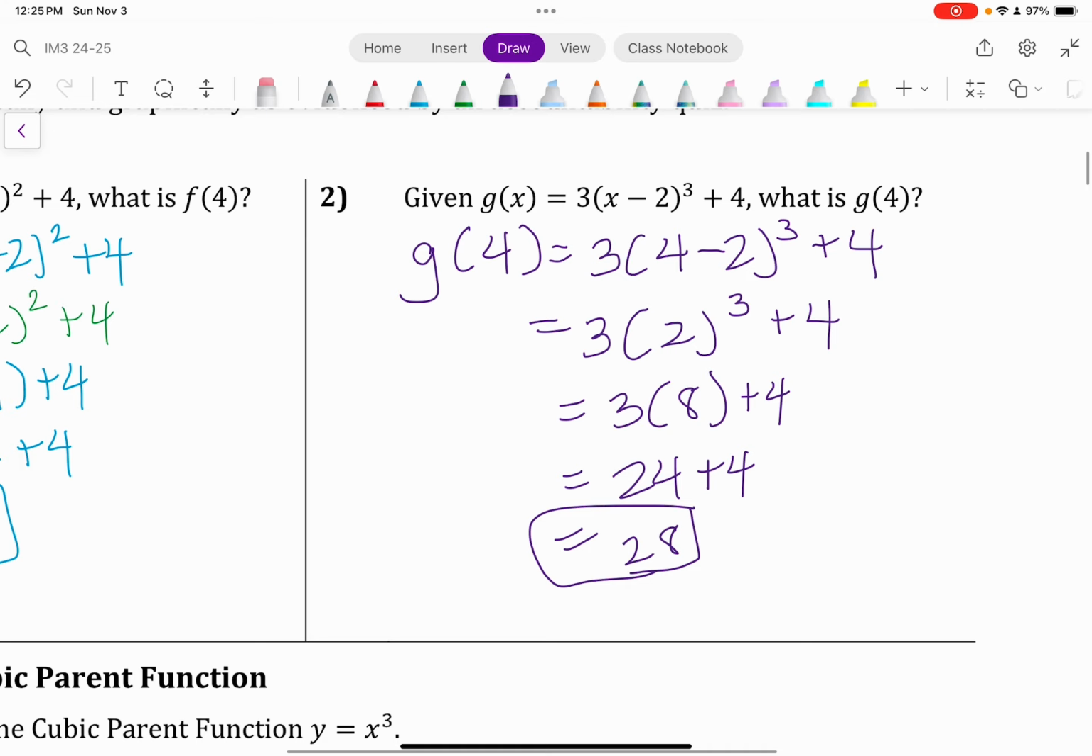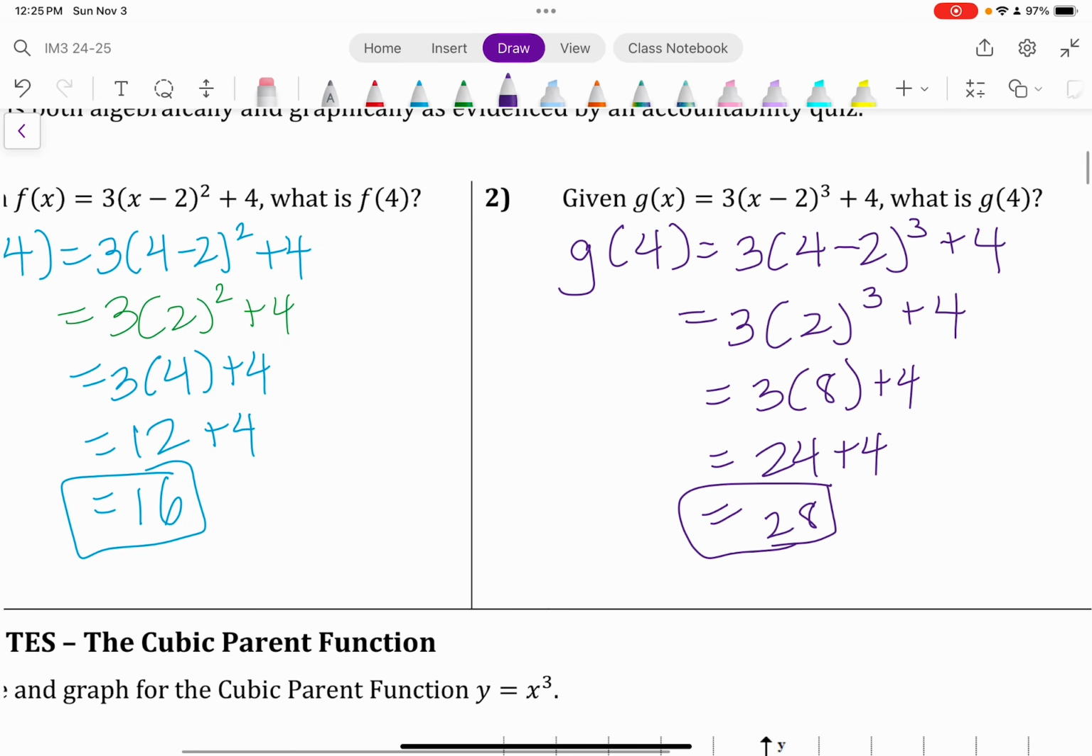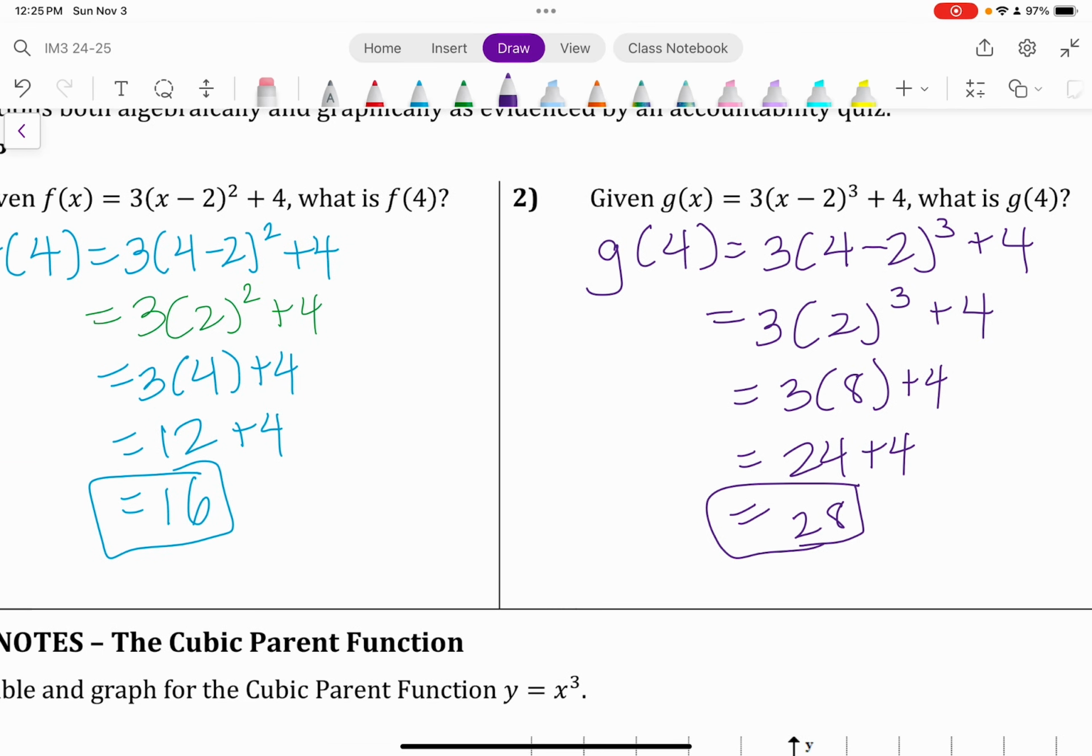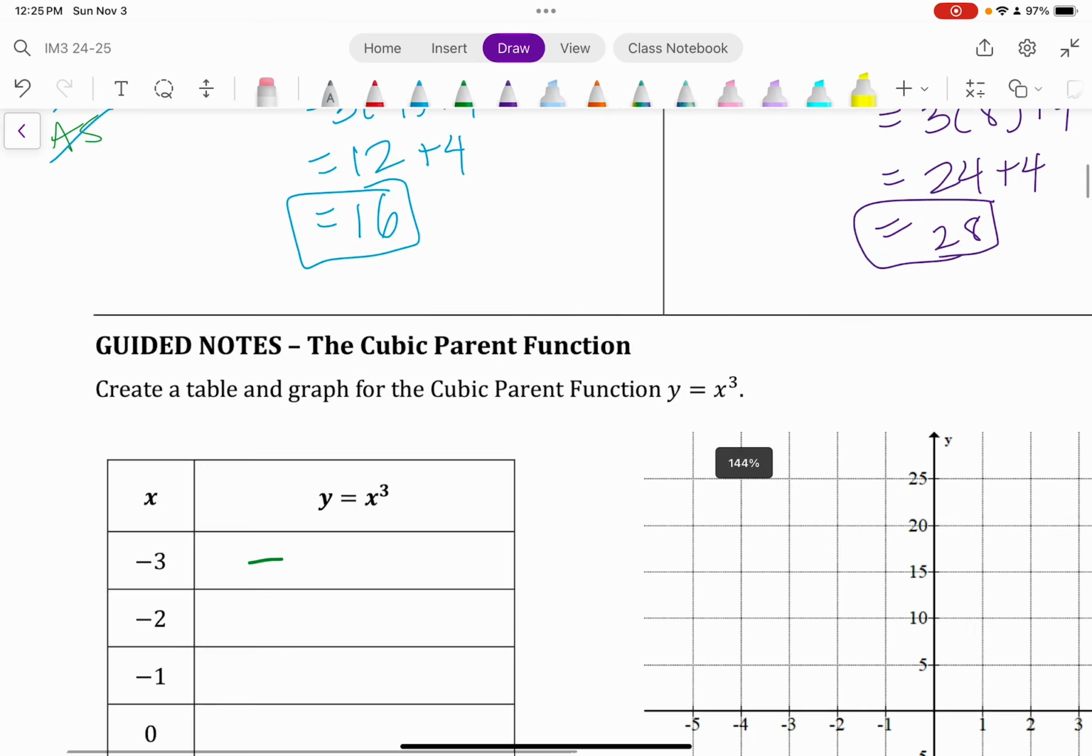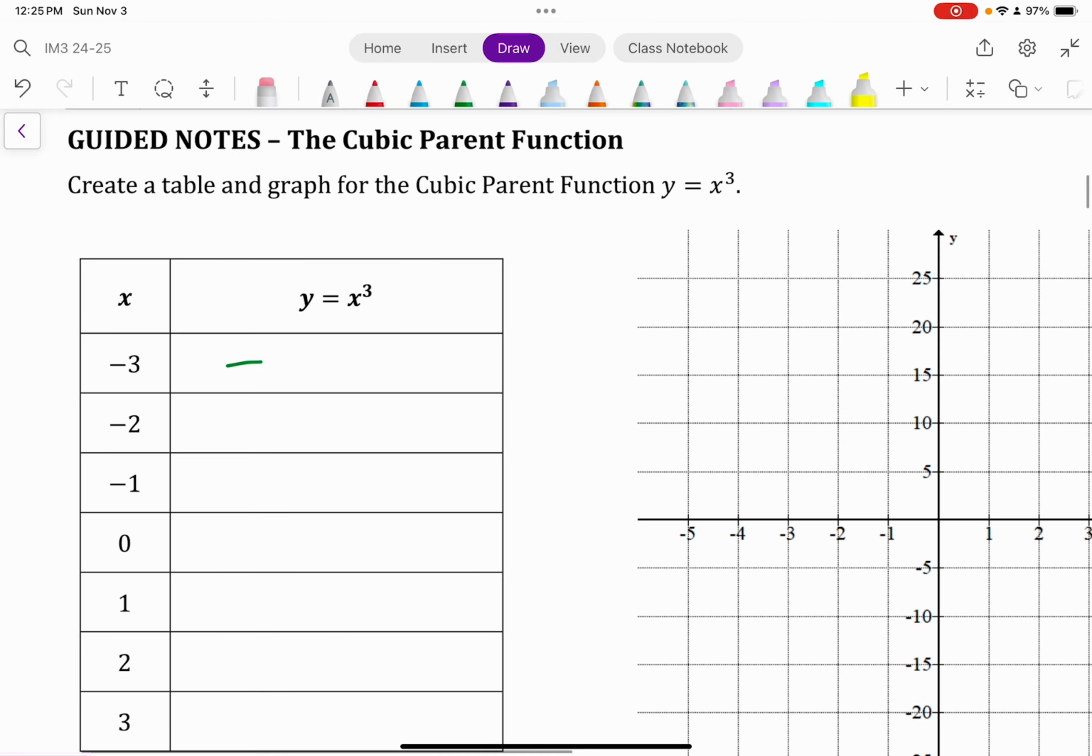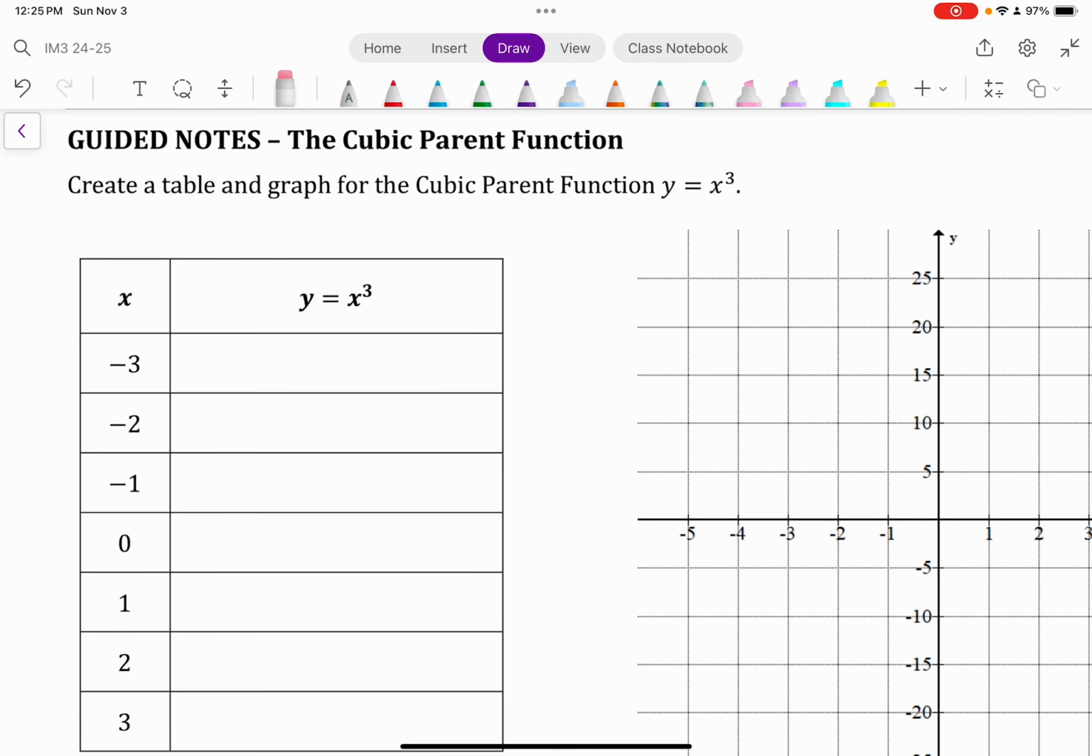Okay. So even though the functions look very similar, in fact, they have the same numbers, one of the big differences is the exponent. We do not have the same exponent for these two functions. So as you can see, something small, like having an exponent of a 3 instead of a 2, can change your answer pretty dramatically. Now, let's go ahead and take a look at some guided notes and see what the cubic parent function looks like.